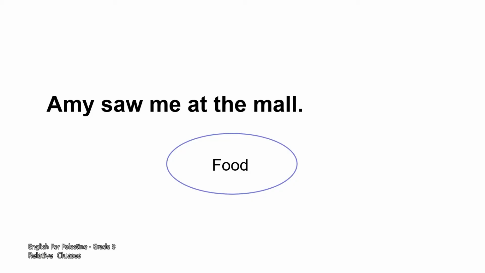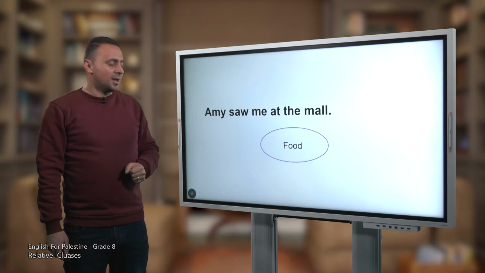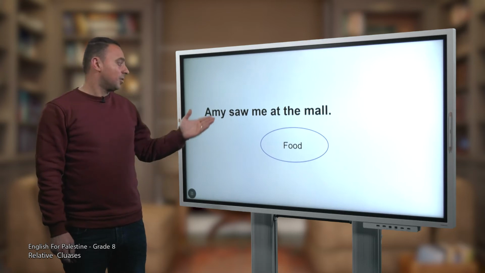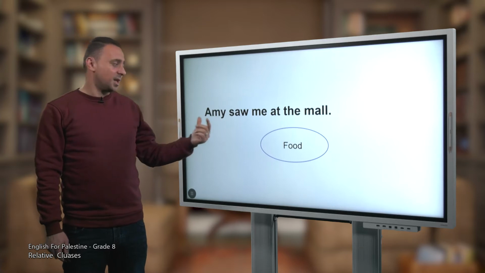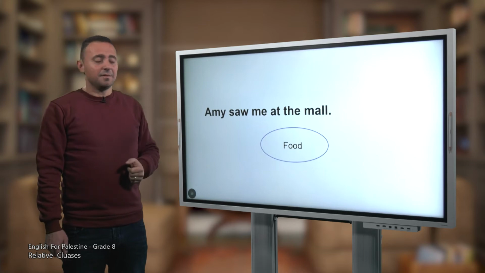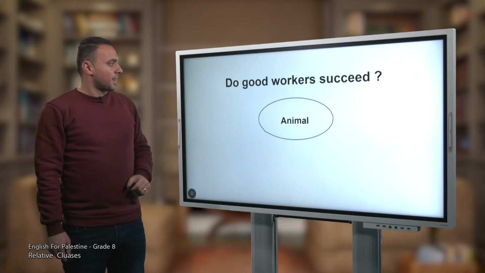Amy saw me at the mall. Dear students, I want you to find me a name of food in this sentence. What is it? Can you guess? Very good. It's meat. Where is meat in this sentence? It's here, meat. Let's continue.